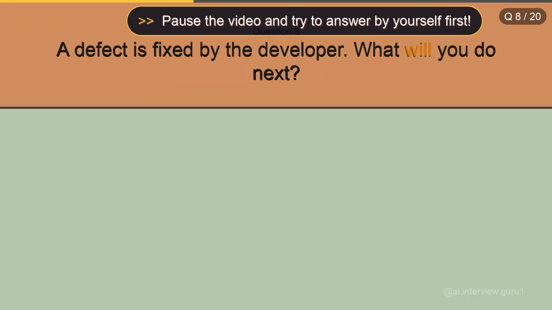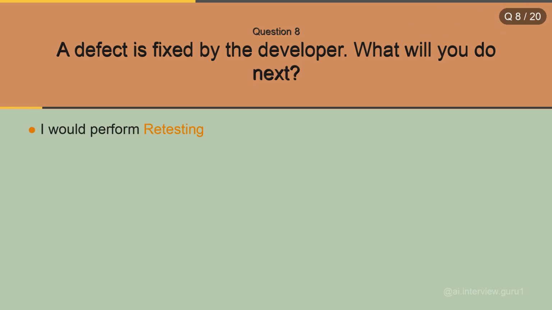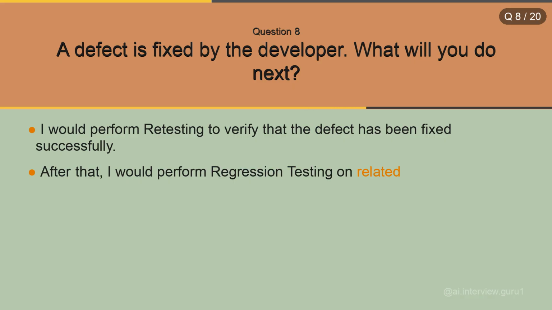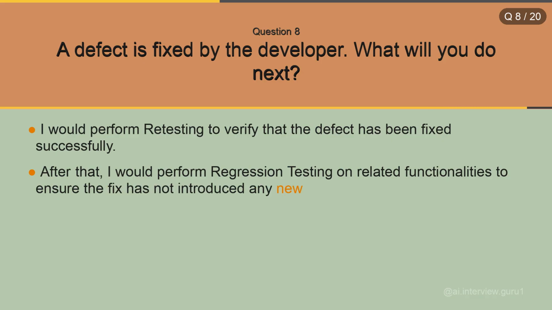A defect is fixed by the developer. What will you do next? I would perform retesting to verify that the defect has been fixed successfully. After that, I would perform regression testing on related functionalities to ensure the fix has not introduced any new defects.